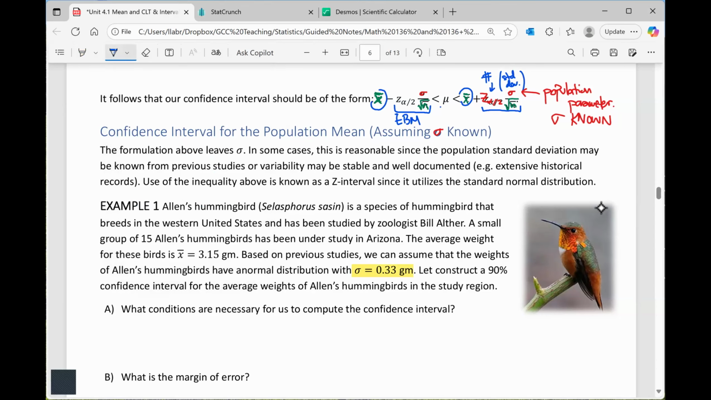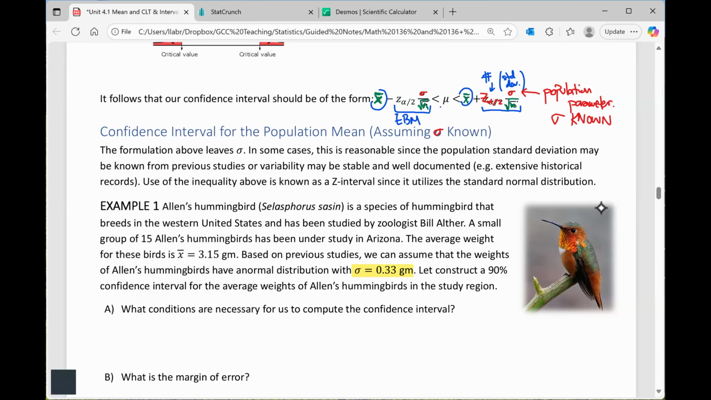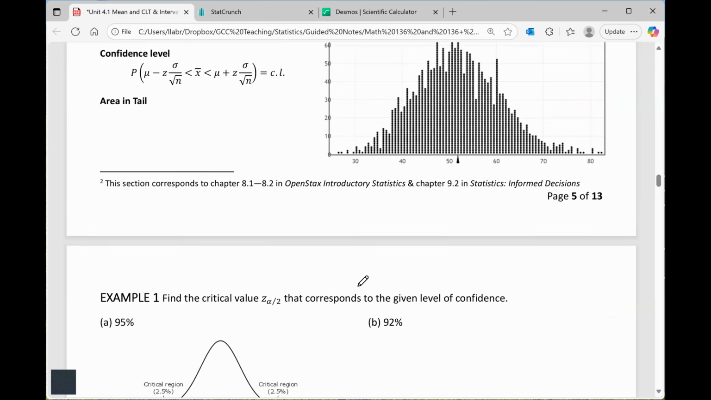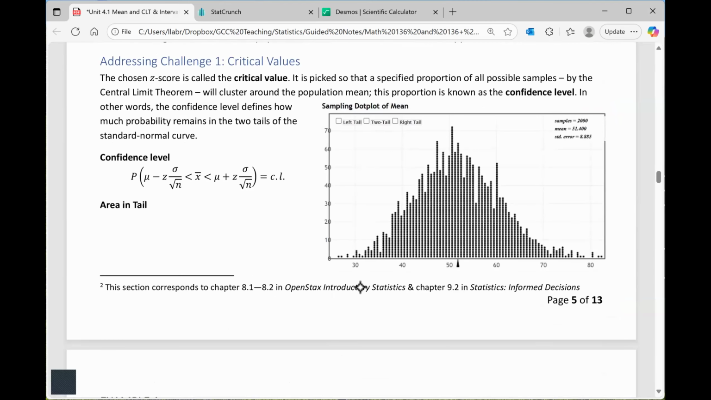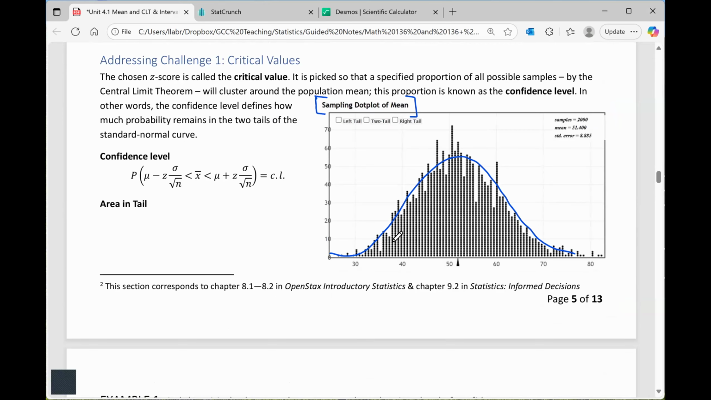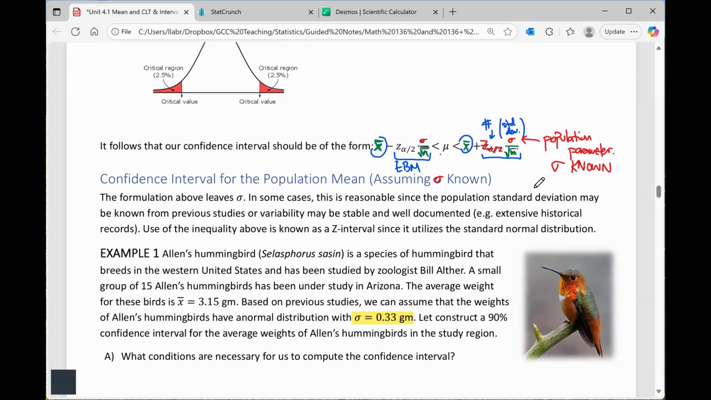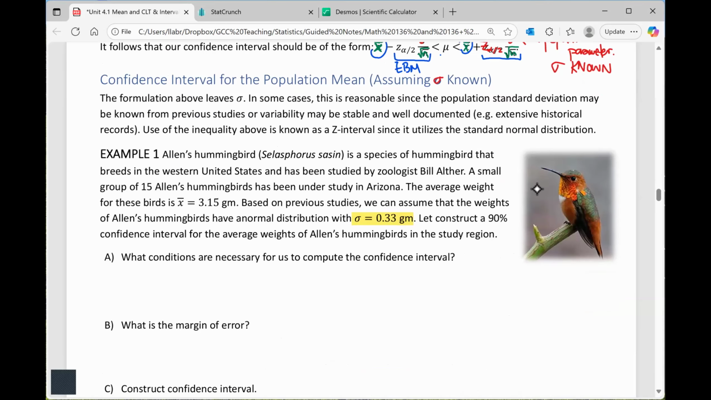Now, this is very important. It asks what conditions are necessary for us to compute the confidence interval. And you have to remember that the necessary conditions are that we meet all of the sampling requirements to obtain something which looks like this in our sampling distribution. Those requirements are fairly simple. Obviously, we need a valid random sample, a genuine random sample.